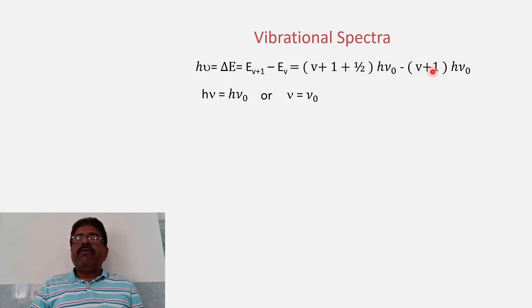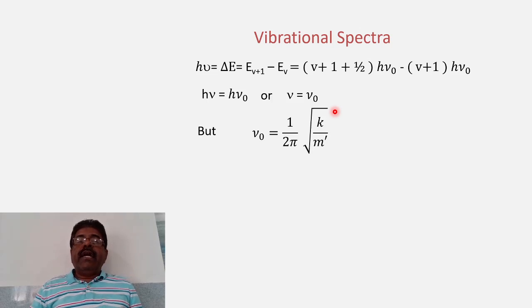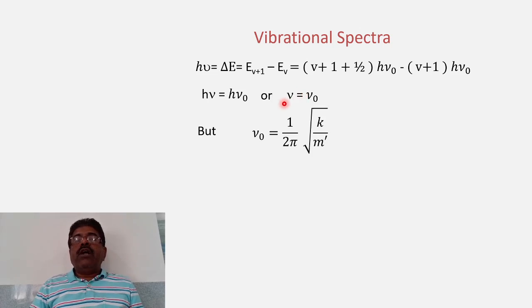So it should be V plus half and V plus half, and the h nu 0 will remain here. Everything will cancel except h nu 0. So h nu is equal to h nu 0, or simply h will cancel and nu is equal to nu 0. What does it indicate? That the frequency of the photon given out is the same as the classical frequency of the oscillating dipole, the diatomic molecule. So nu is equal to nu 0, it has significance.